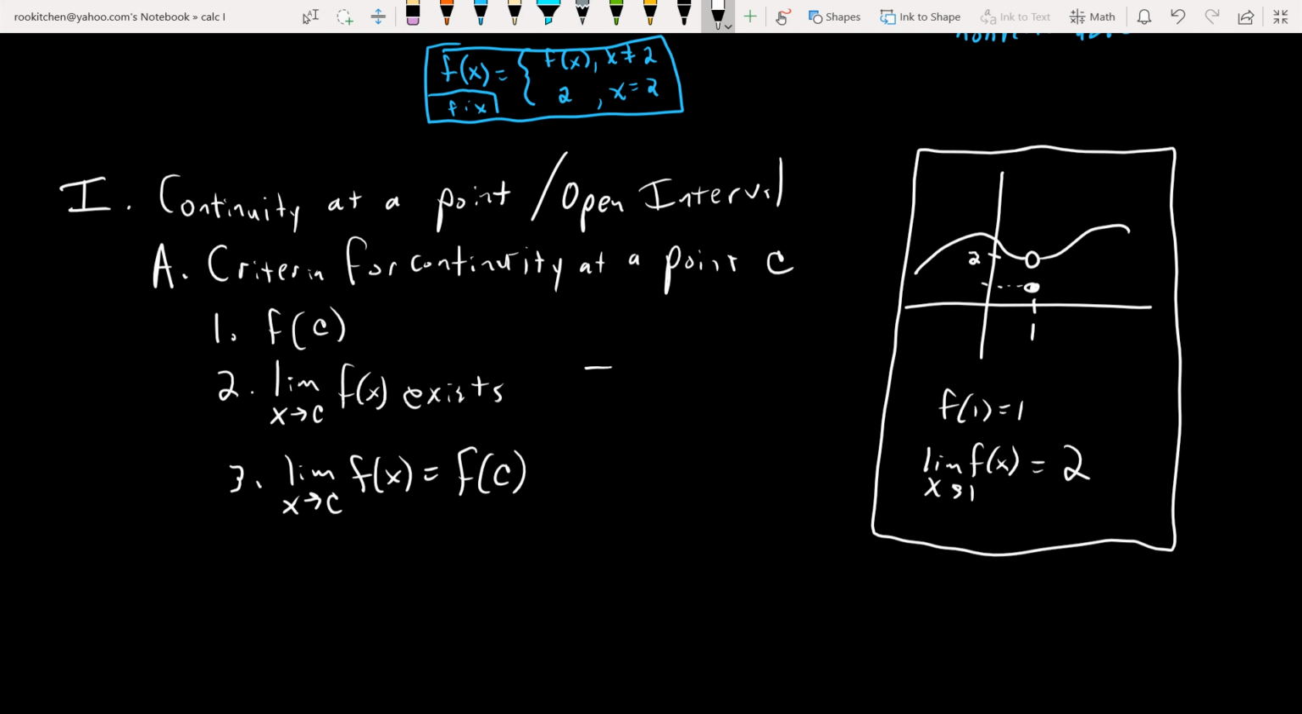Okay, so ultimately, if you can do one of those limits where you just substitute in the c value and it evaluates, then it's pretty much continuous. Okay, so if you could do a substitution to figure out the limit, then it's continuous.